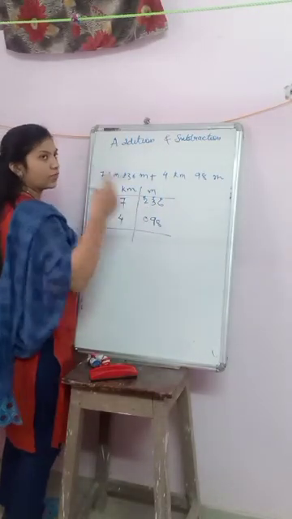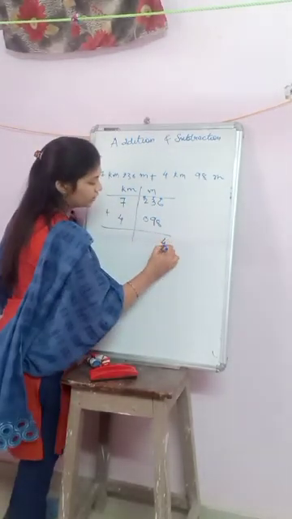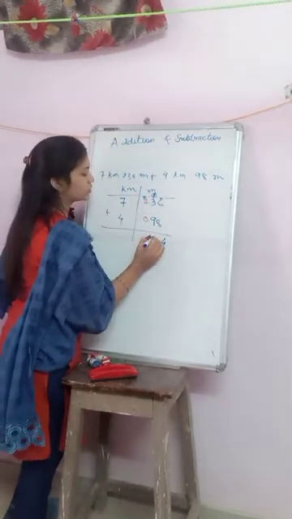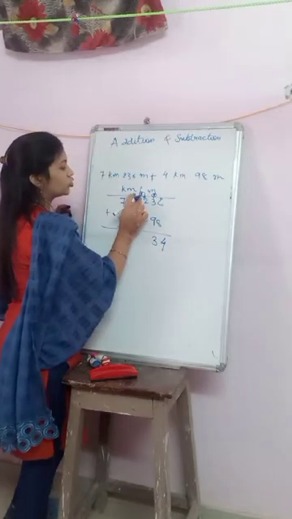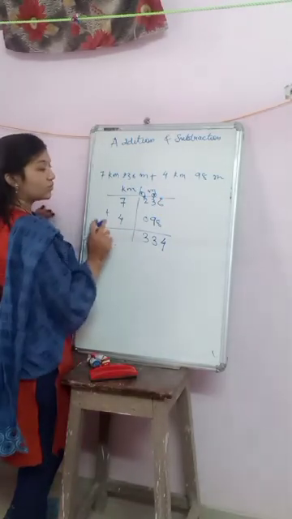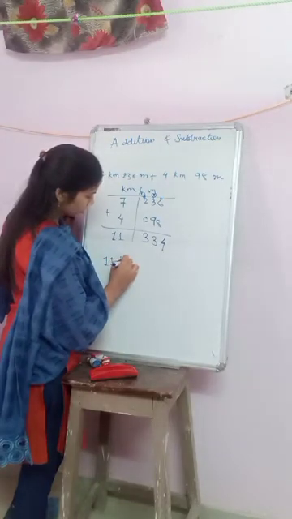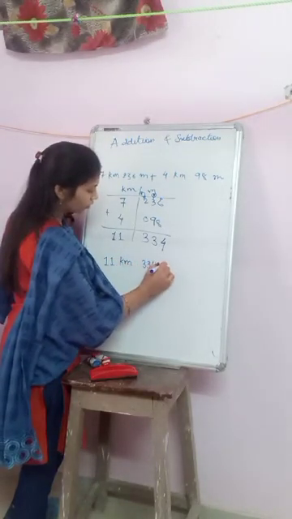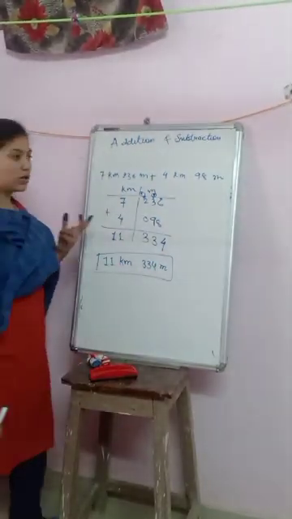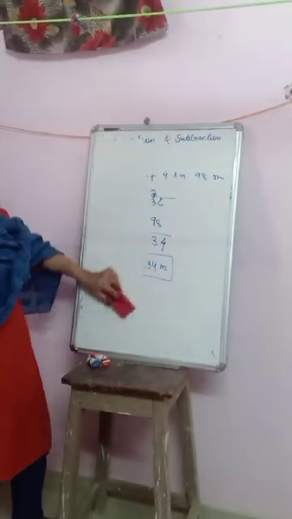Okay, so starting from the ones place of the meter box, 6 plus 8 is 14, 4 and 1 will be carry. 9 plus 1, 10, 10 plus 3, 13, 1 carry. 2 plus 1, 3, 3 plus 0, 3. Then 7 plus 4 is 11. So the answer is 11 kilometer 334 meter. That's it. Here we are done with our length topic. Then we are learning about the weight.